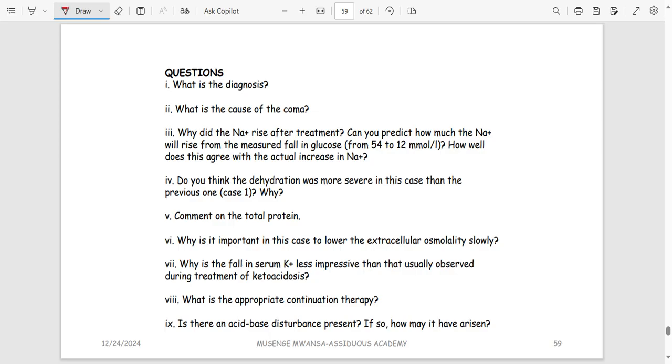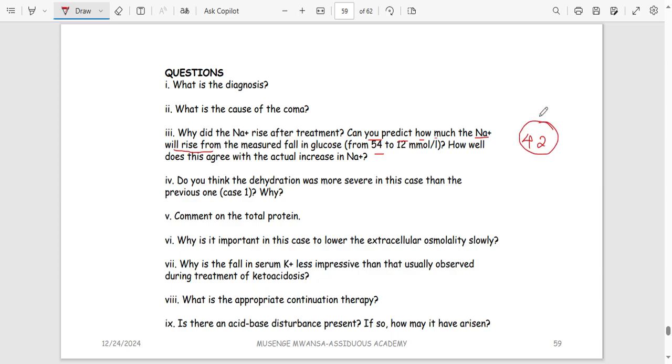So that 42, what we are trying to do is, because the second part of the question is asking, can you predict how much the sodium will rise from the 4 in glucose? So the 4 from 54 to 12, if you subtract, that is going to give us what? A 42, right?